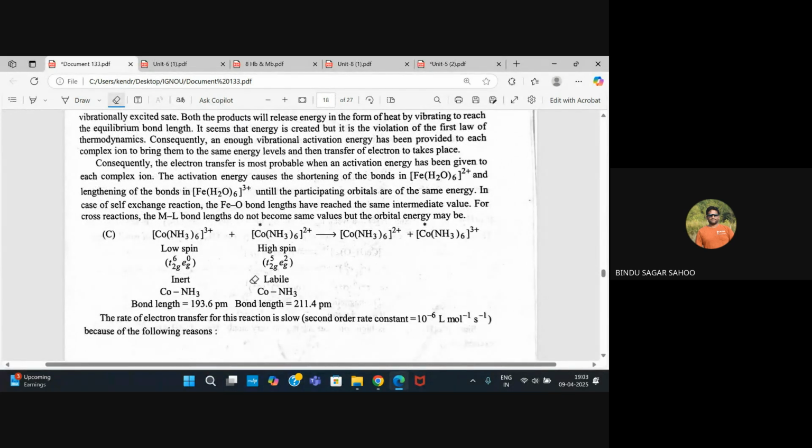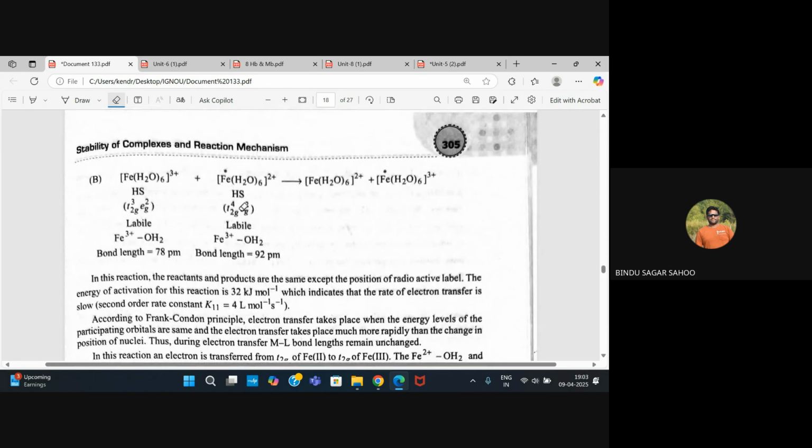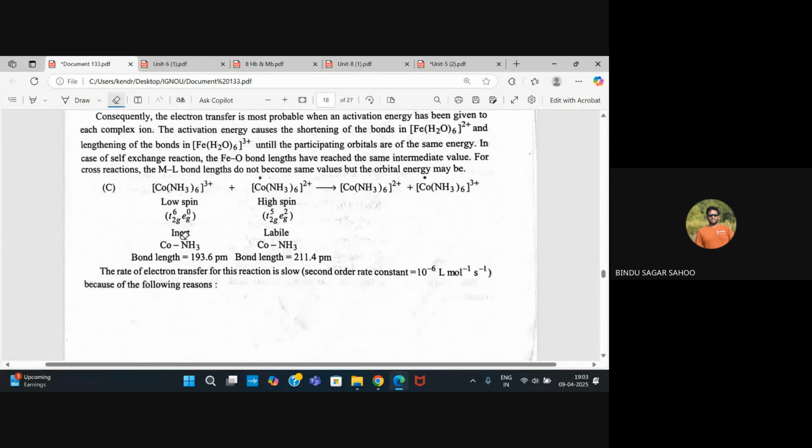And another example you can also consider. Here one is low spin, another is high spin. This is the first case we are discussing between two inert complexes, and in the second step we are discussing two labile complexes. And in the third step we are discussing an inert and a labile complex. In these three different types of conditions, outer sphere electron transfer can occur. And here also the electron transfer process is very slow.